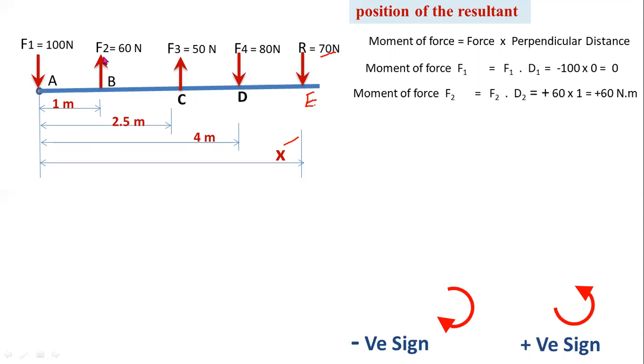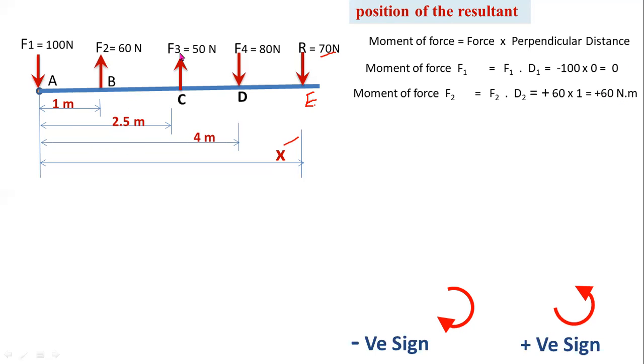And the moment of force F2 about point A: 1 meter is the perpendicular distance, and the force is 60 newtons. So 60 into 1 meter is the moment of force F2. Here, with respect to point A, this force F2 forms an anti-clockwise couple. So you have to consider positive sign for anti-clockwise. So plus 60 into 1 equals 60 Newton meter.